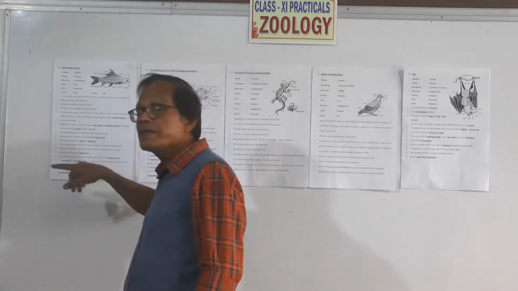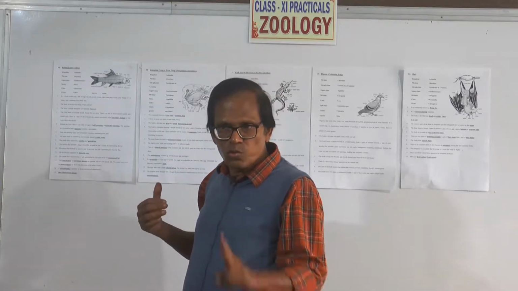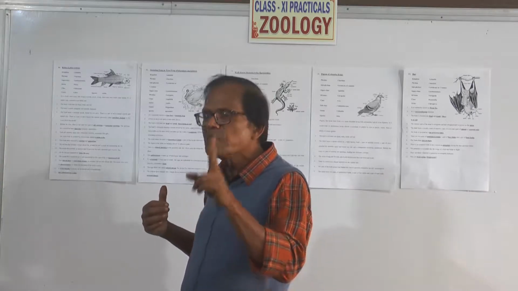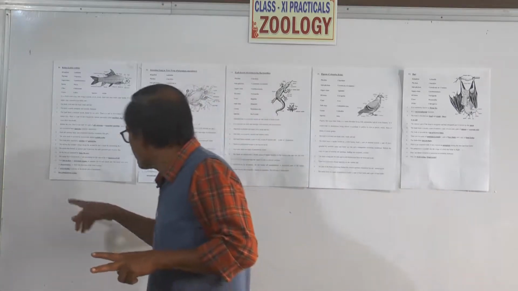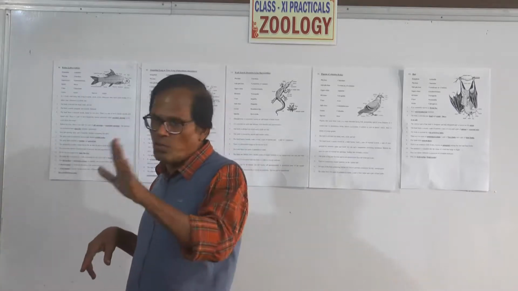The endoskeleton is both bony and cartilaginous. So two types of endoskeletal elements are present. Cartilages are present, bones too are present. A swim bladder is present, but in cartilaginous fish there is no swim bladder.